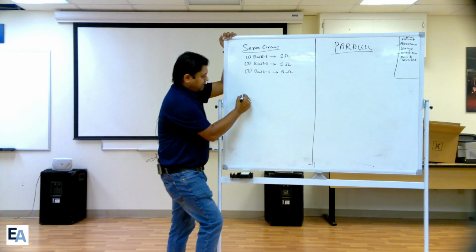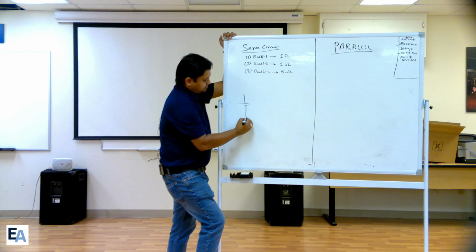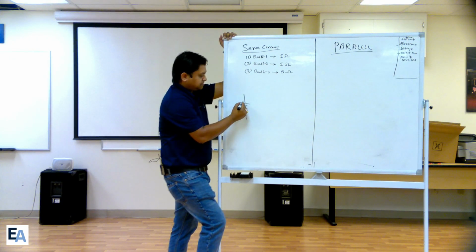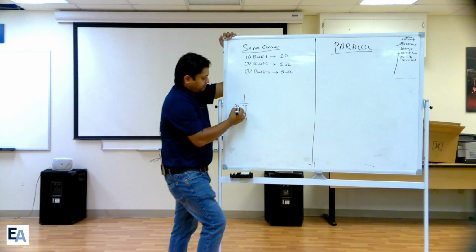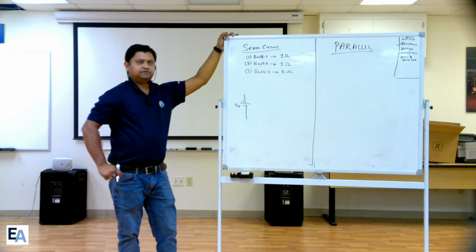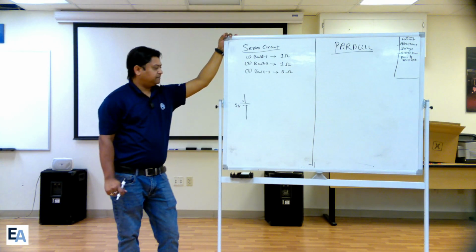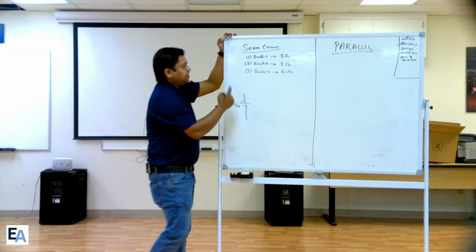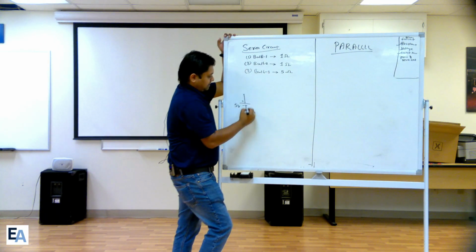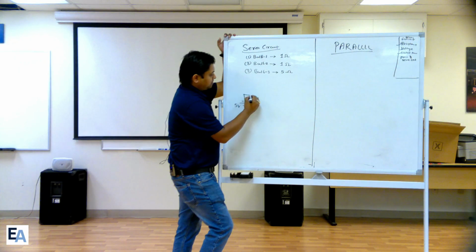Now I will have a voltage source. This is a battery, right? Plus and minus. For example, let's say this is a 5 volt battery, right? Because let's do some maths as well. Okay, 5 volt battery.